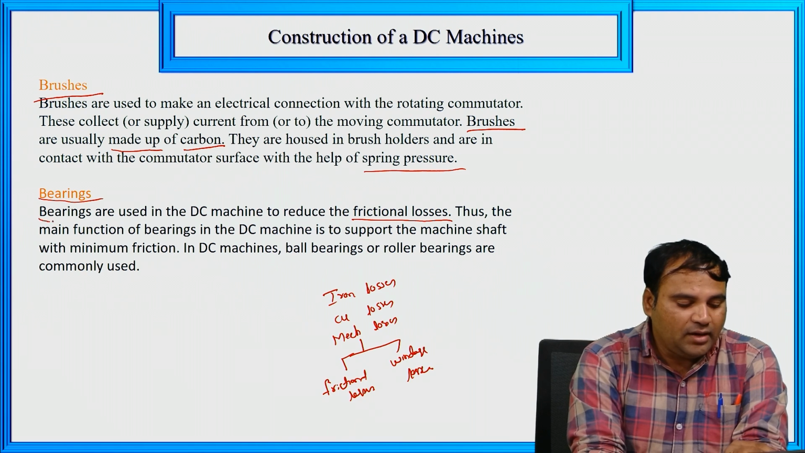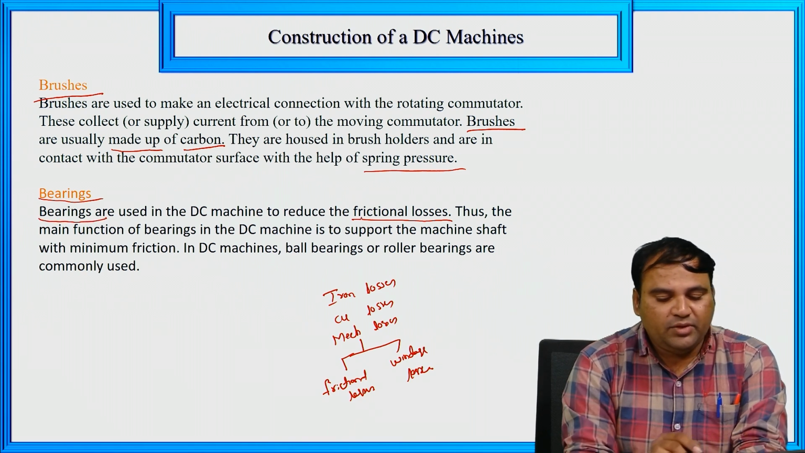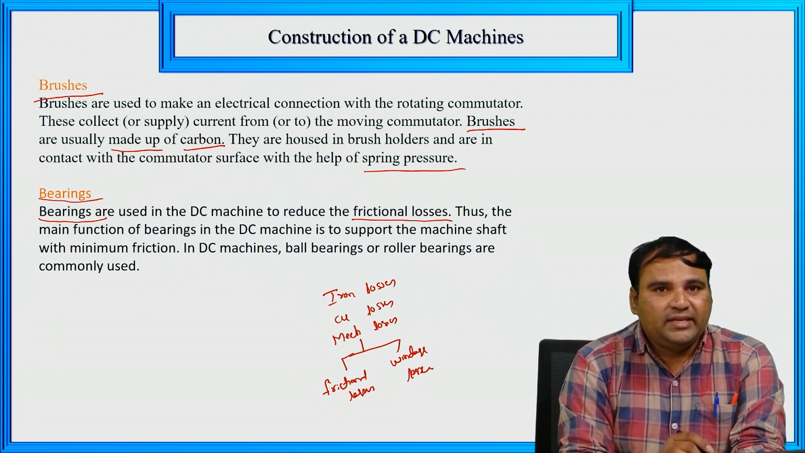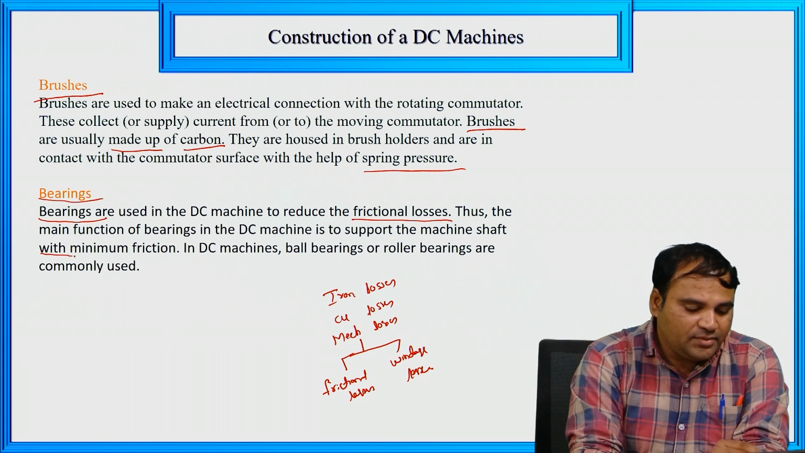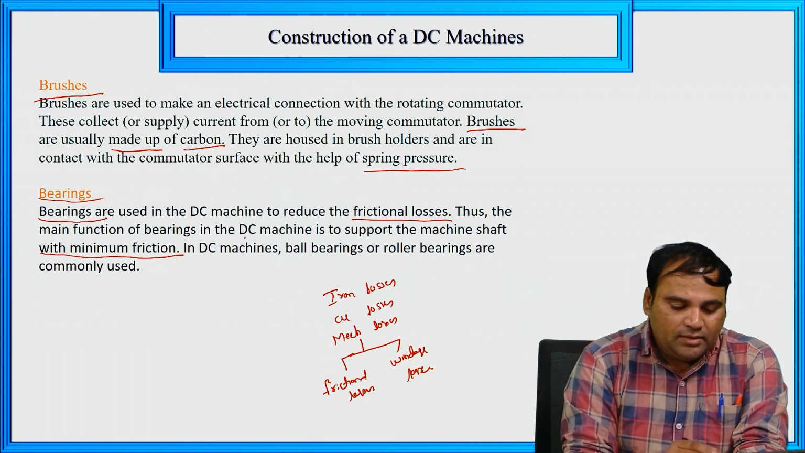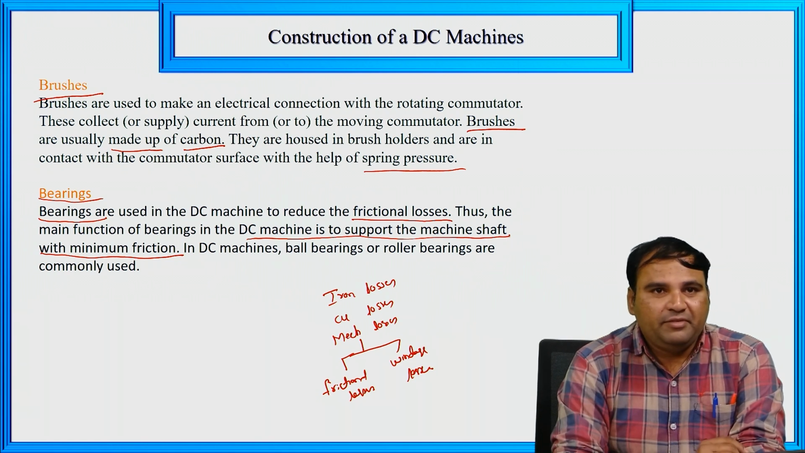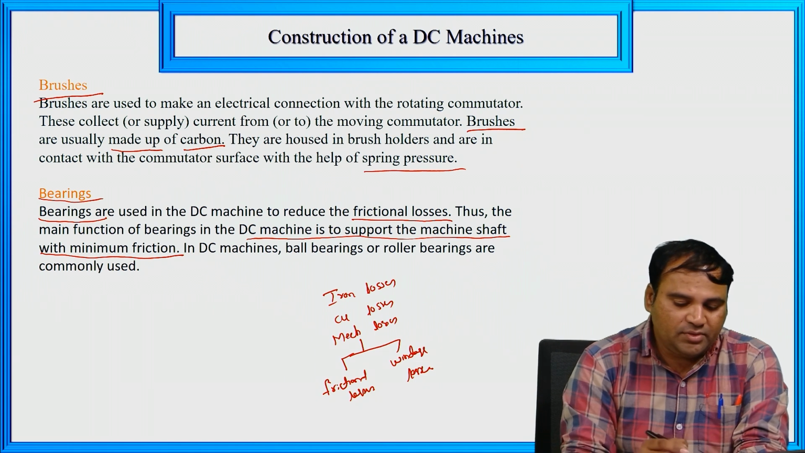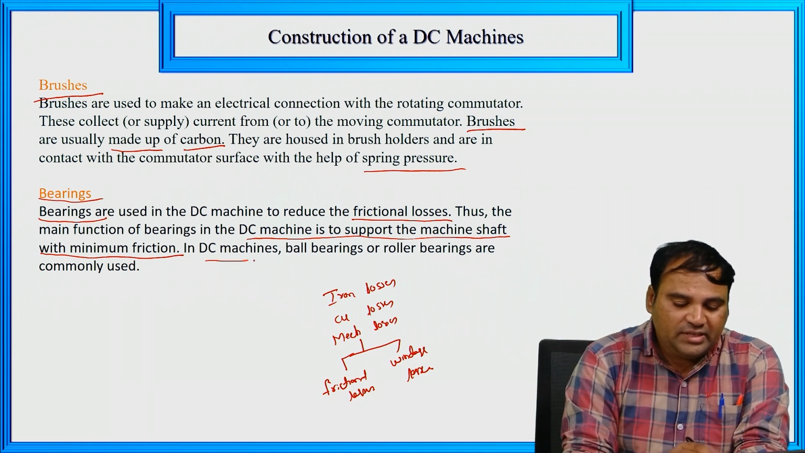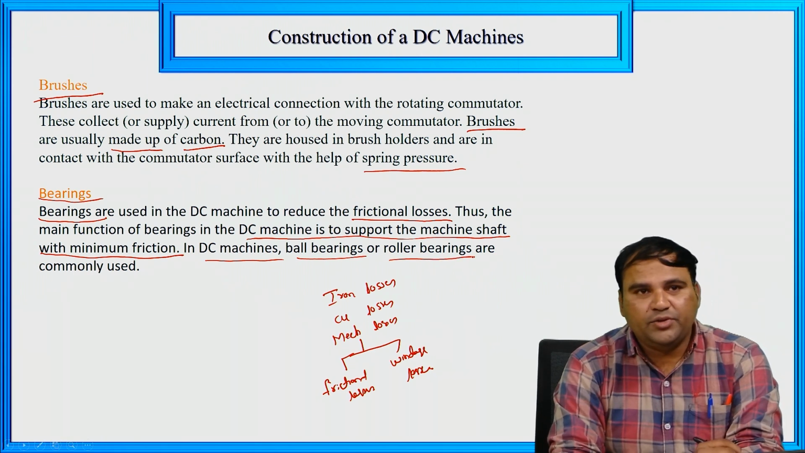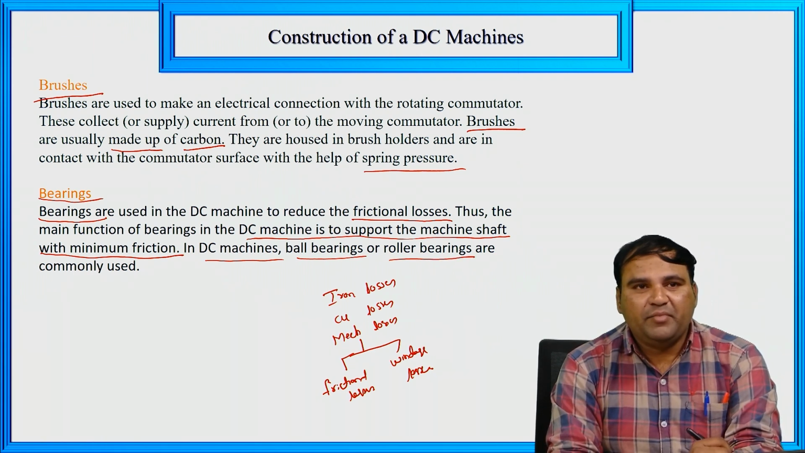Bearings are used in the DC machine to reduce the frictional losses. The main function of bearings in a DC machine is to support the machine shaft with minimum friction. Ball bearings or roller bearings are commonly used in DC machines. This thing we already know.